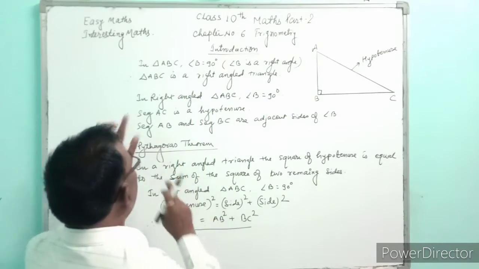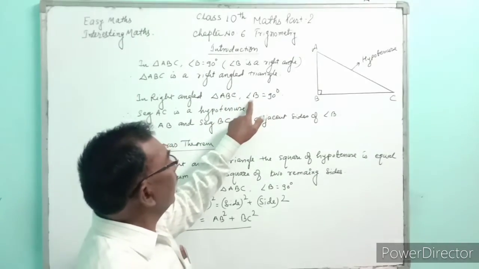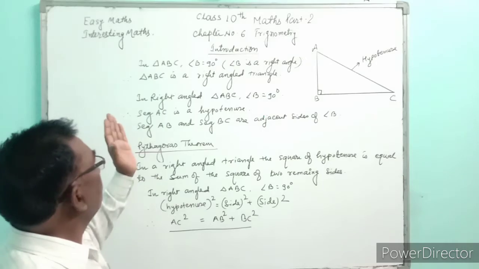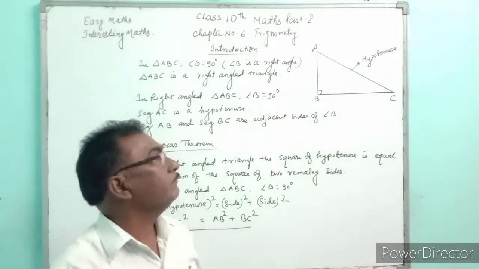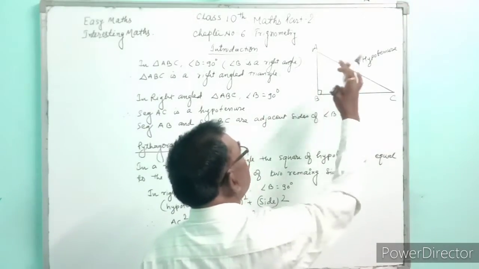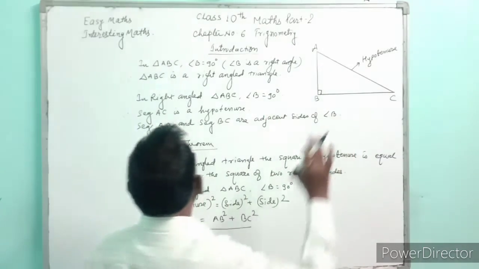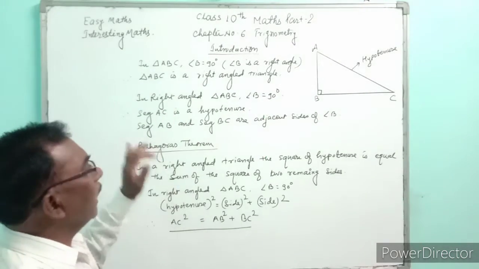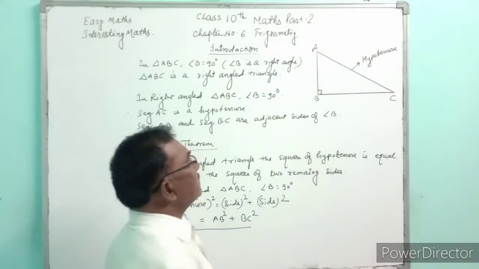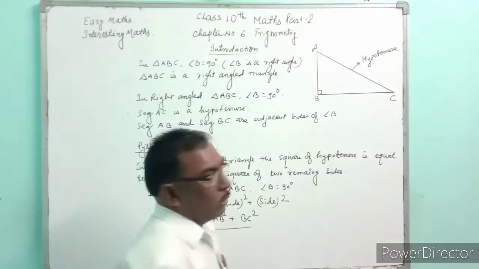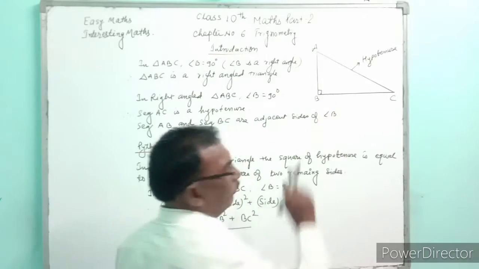In right angle triangle ABC, the measure of angle B is 90 degrees. Therefore, segment AC is the hypotenuse. Why? Because segment AC is the side opposite to the right angle, and a side opposite to the right angle is called the hypotenuse. There are two remaining sides of triangle ABC, these sides are AB and BC. So side AB and side BC are called the adjacent sides of angle B.